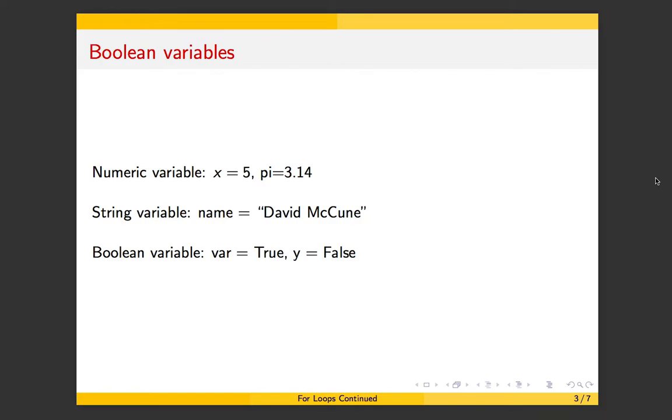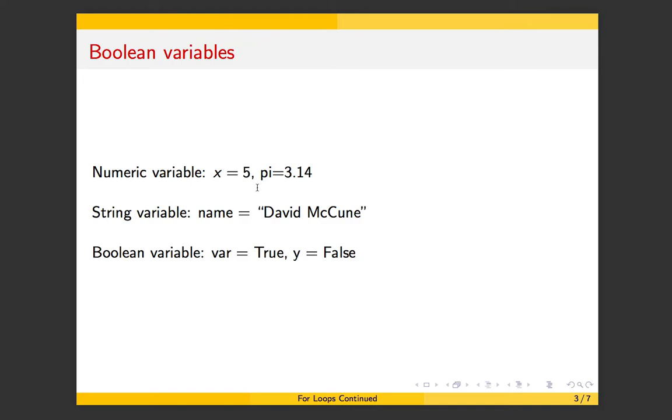Before we jump into some more for loops, I want to introduce you to a different kind of variable that we haven't seen yet, called a Boolean variable. Let's recall that we've already seen a couple of kinds of variables, numeric and string. A numeric variable can take on a numeric value like 5 or 3.14. A string variable can take on a value of an English sentence or phrase, like a name. A Boolean variable can take on only one of 2 values: true, with a capital T, or false, with a capital F.